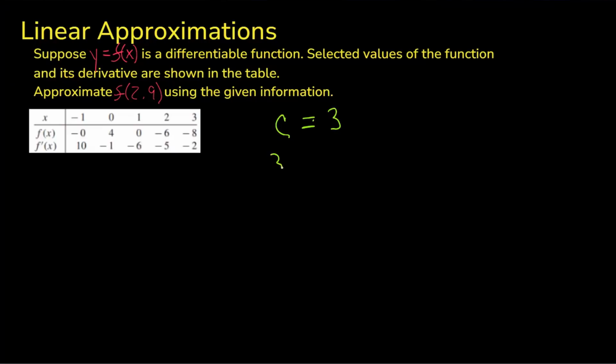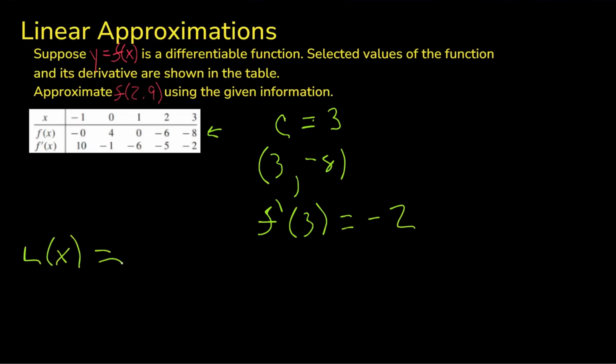So we would have the point 3, comma, f of 3, which is negative 8, and then f prime of 3, which is negative 2. So our linear approximation is going to be the y value plus the slope times x minus the c value. Since the slope was negative 2, I wrote that as subtraction. And then for L of 2.9, you can distribute this and simplify the equation or just plug in 2.9.